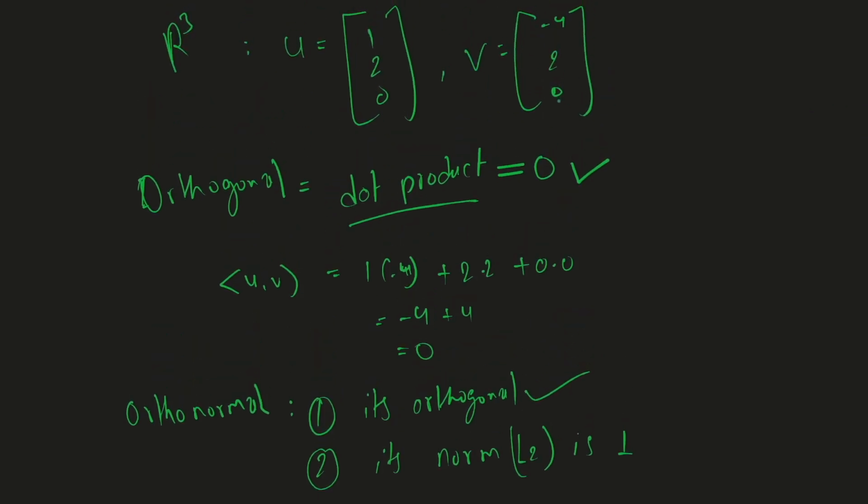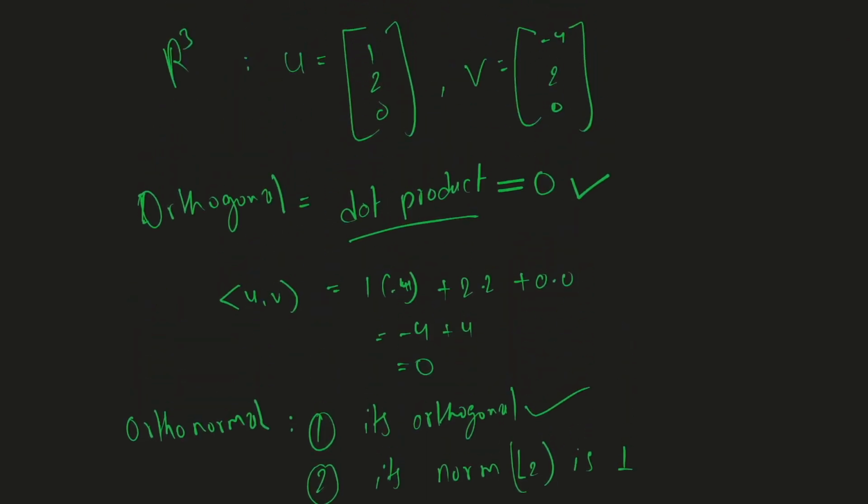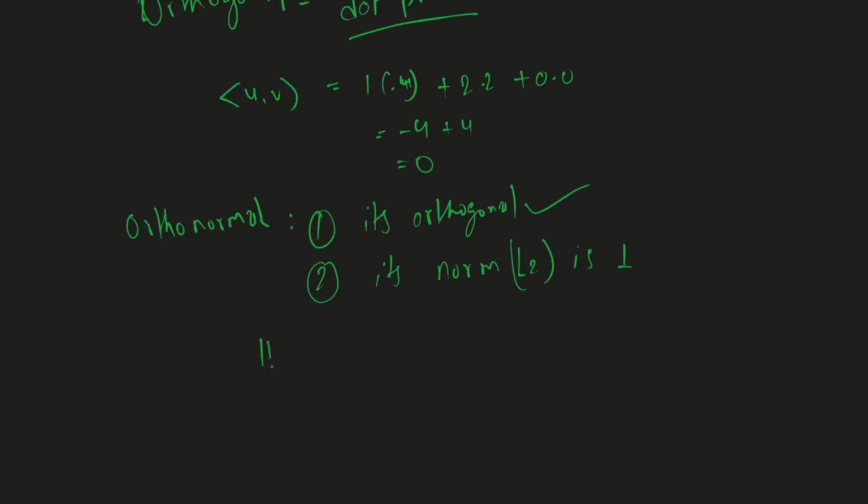The norm of the vector, at least this L2 norm, is the square root of the summation of the squares of individual values. So for instance, for this u, we have 1, 2, and 0. The norm of u is going to be the square root of 1 squared plus 2 squared plus 0 squared, the individual values. This is going to give me the value of 1 plus 4, which is 5. Now 5 is not equal to 1, so this is not orthonormal in nature.